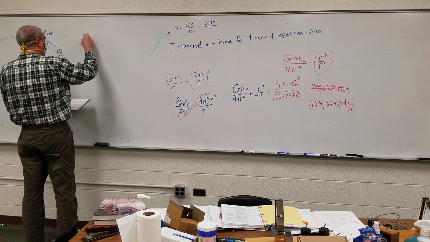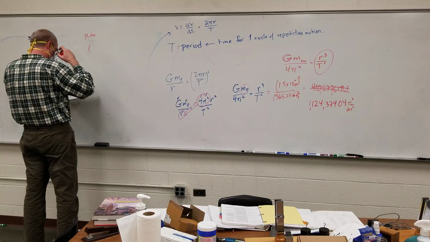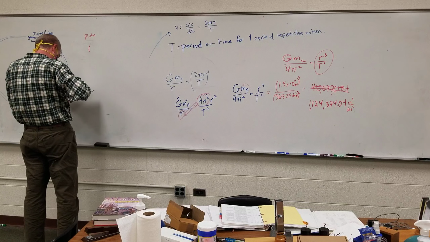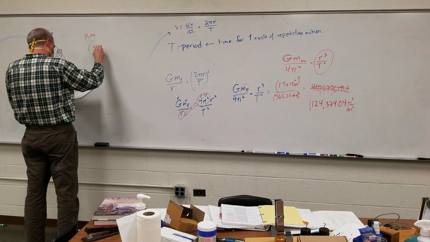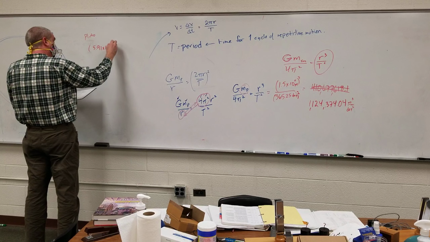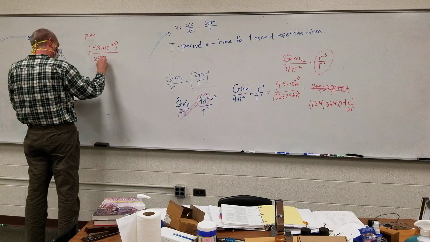So for Pluto, our orbital radius, and this is the average orbital radius, by the way. So it's 5.91 times 10 to the 12th, cubed, divided by the orbital period, 247.9.